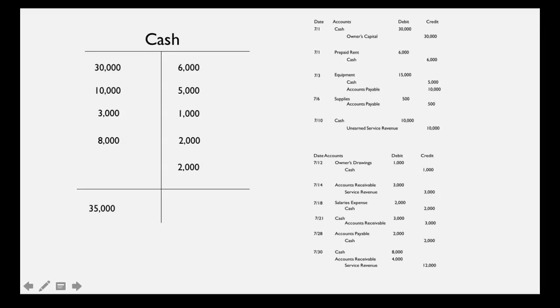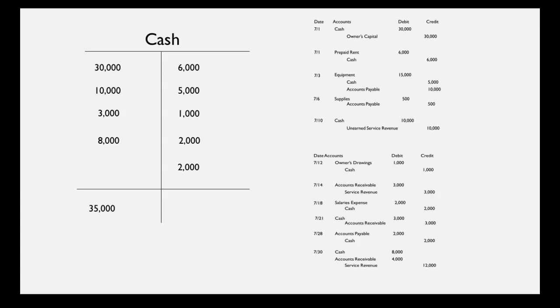So here on July 1st, when we debited cash of 30,000, we are increasing our cash because it is a debit and debits increase our cash account. Our second entry on July 1st, we credit cash of 6,000 because we are paying for that prepaid rent. When we pay for the rent, that's going to decrease the cash that we have, because we have to pay for that 6 months worth of rent.